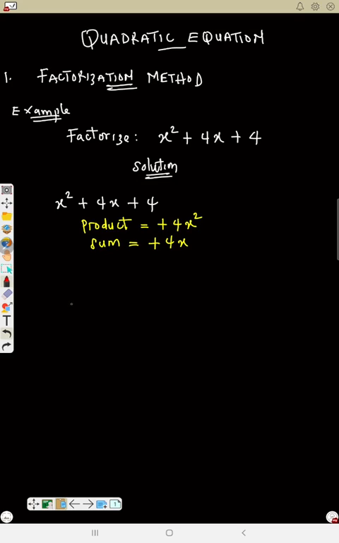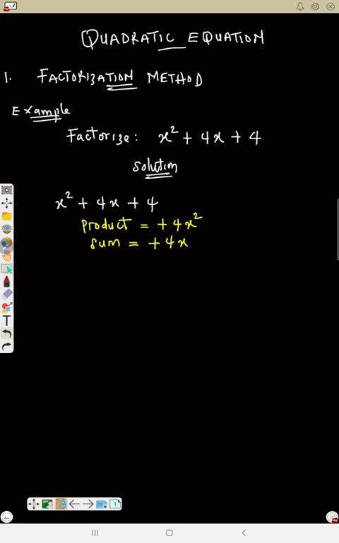Now let's say the question is x squared plus 6x plus 7. What is your product and sum? The product is the first and the last term. That means my product here is plus 7x squared. That is this times this. Now what of the sum? The middle one is your sum. So what's my sum here? Plus 6x.